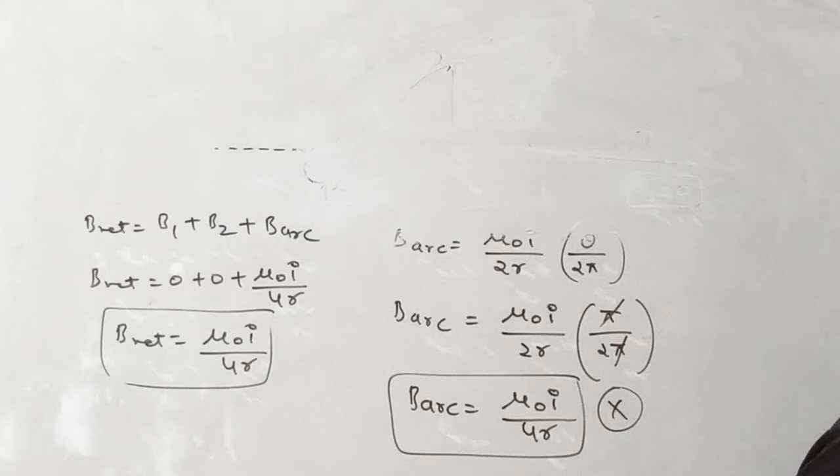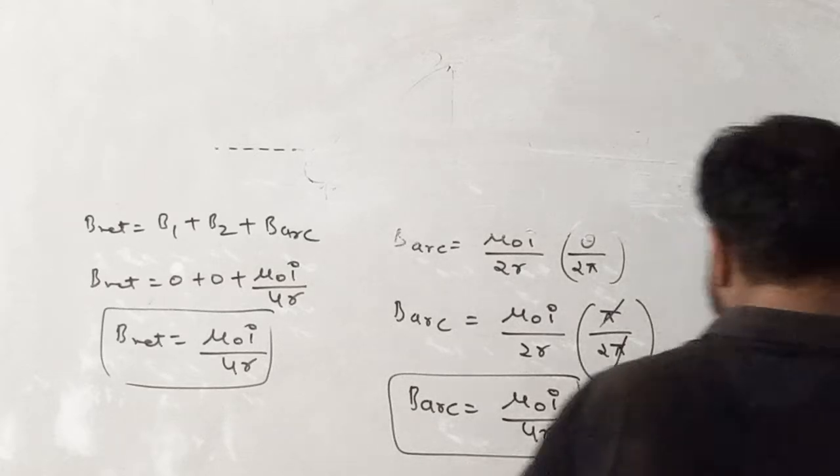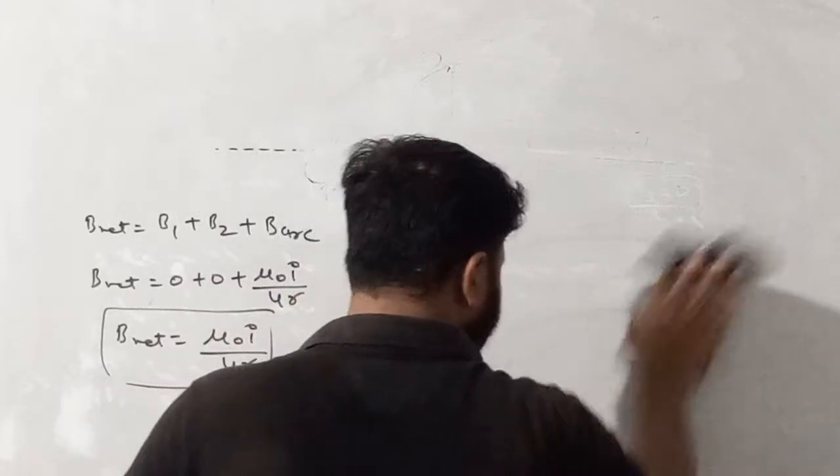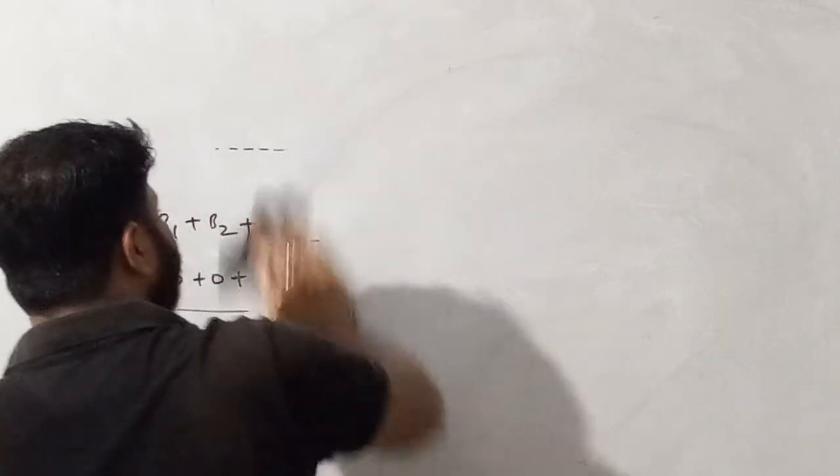and joined by two radial lines. Find the magnetic field at the center O.